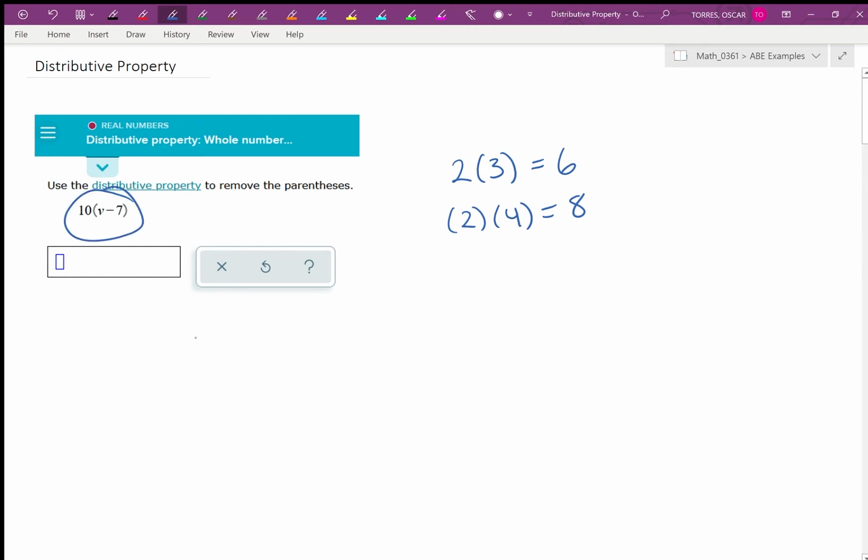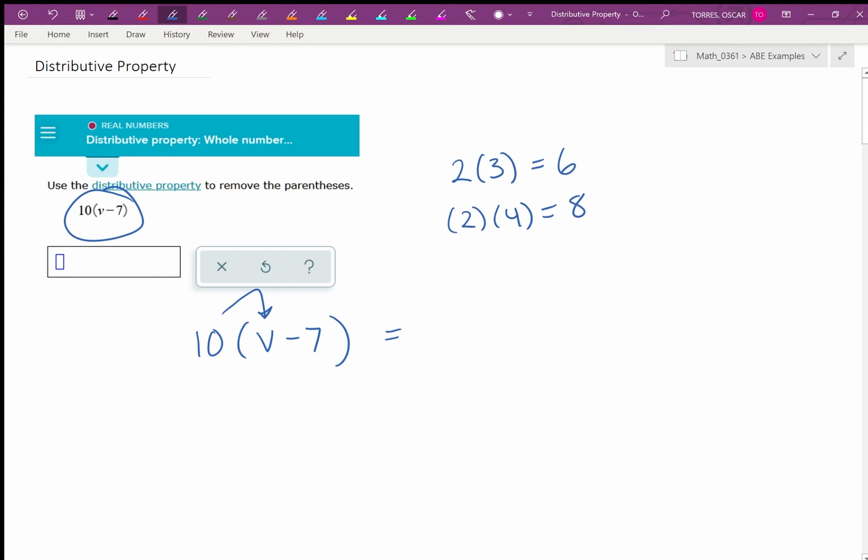So in this case, we have 10 parentheses something. Now, instead of there being one number or one variable, we have both a variable and a number. That parentheses tells us that this 10 is being multiplied not just by v, but by v and by 7. So what we do is we literally multiply 10 by both of those numbers, or both of those terms, one at a time. So first we can do 10 times v.